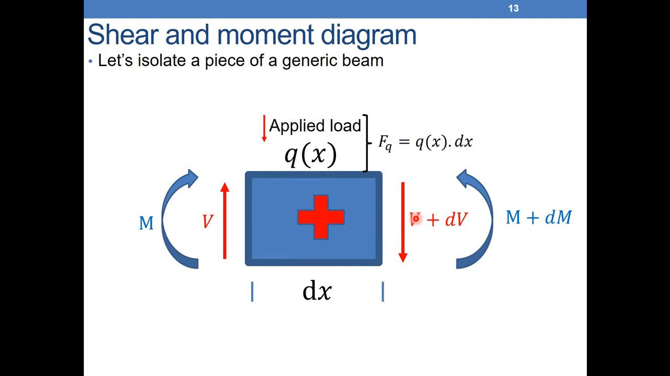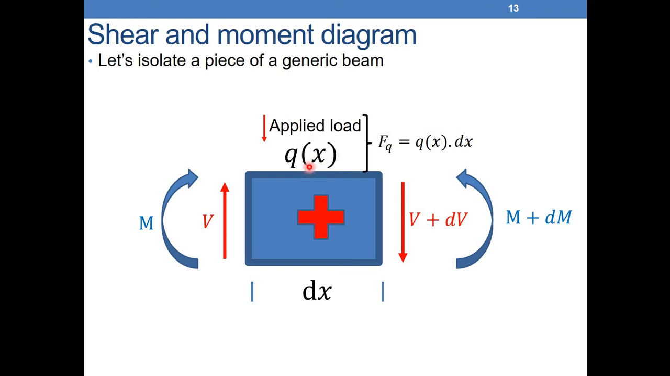Now let's take a general beam, any beam that we know. Let's take a portion of the beam, a very small portion of size dx, the length is dx, and let's isolate this portion here. So the applied load Q of X, as we said, can be 0 if I don't have any load, can be constant if I have a distributed load, but in the general case, let's keep it Q of X, which depends on the case that we have.